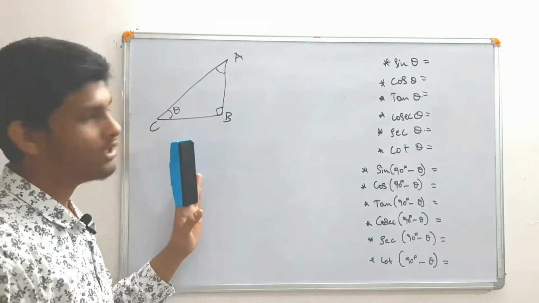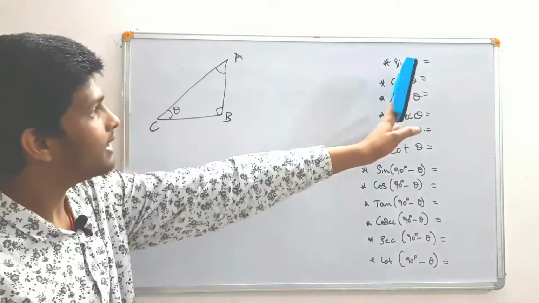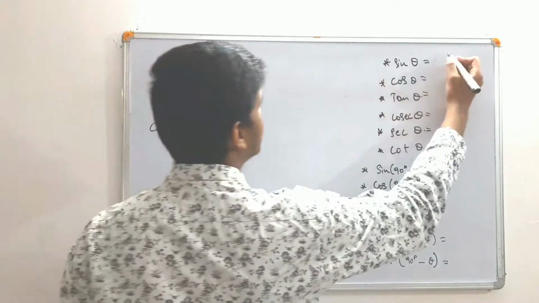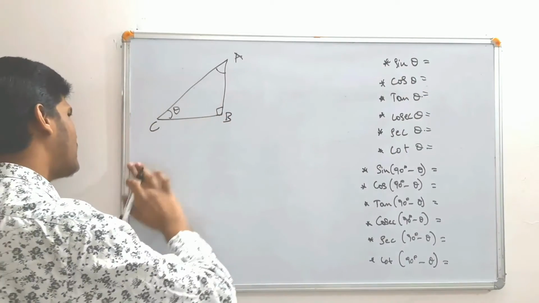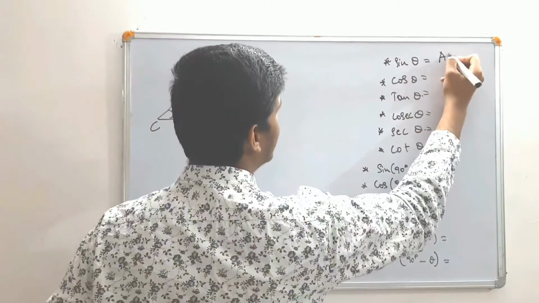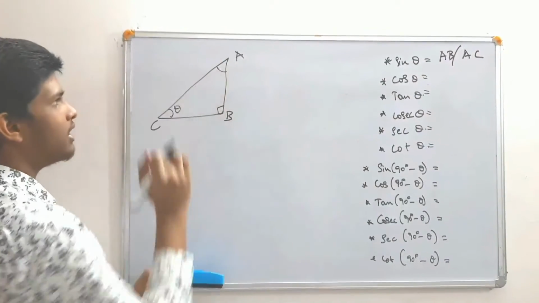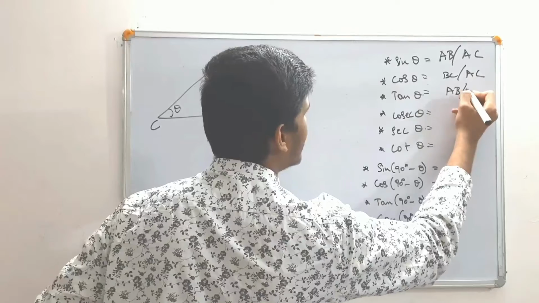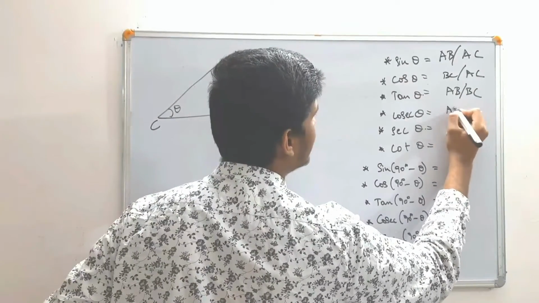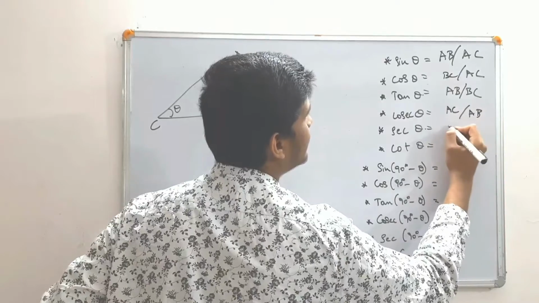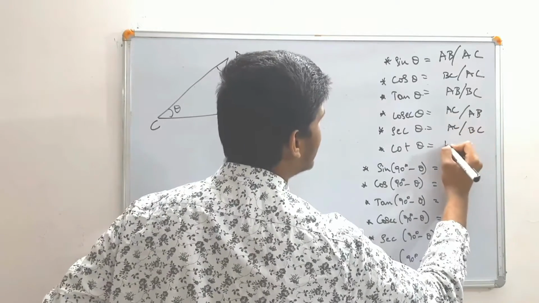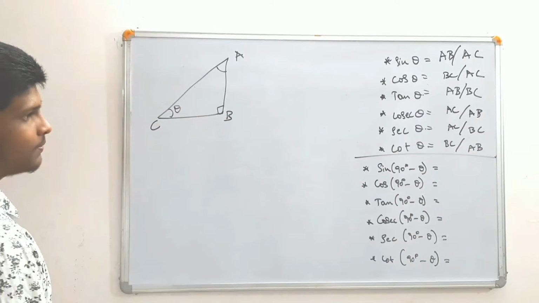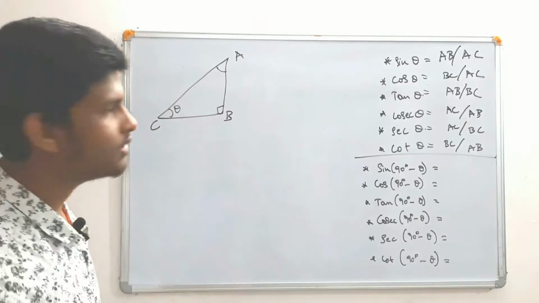So now this is a right angle triangle as usual, and we have sin theta, cos theta, tan theta, cosecant theta, secant theta and cot theta. What is sin theta? Sin theta is AB by AC. Cos theta is BC by AC. Tan theta is AB by BC. Cosecant theta is AC by AB. Secant theta is AC by BC. Cot theta is BC by AB. Okay, everything correct? The ratios are done.